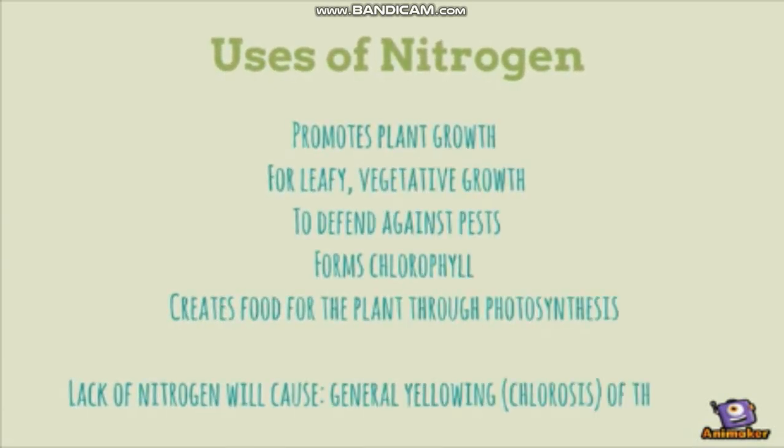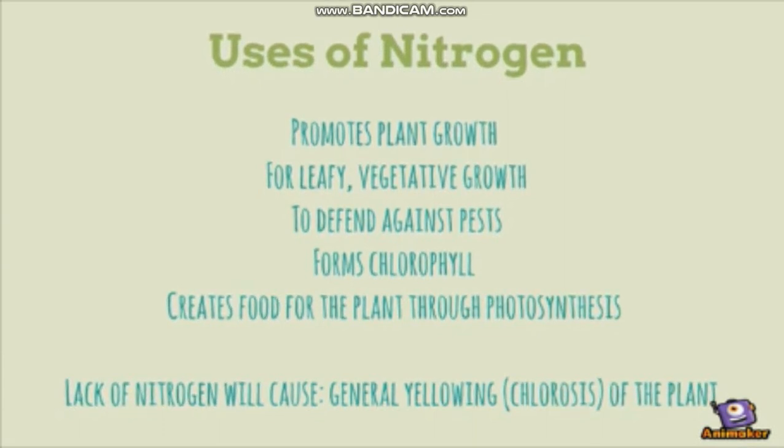Uses of nitrogen. It promotes plant growth and vegetative growth. It defends against pests and forms chlorophyll. It also creates food for the plant through photosynthesis. A lack of nitrogen will cause chlorosis, which is the general yellowing of the plant.